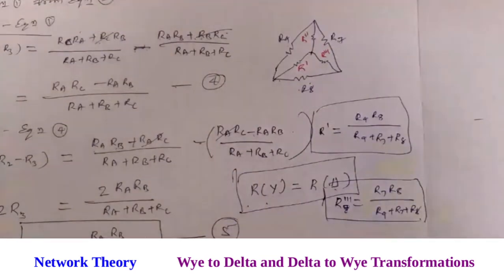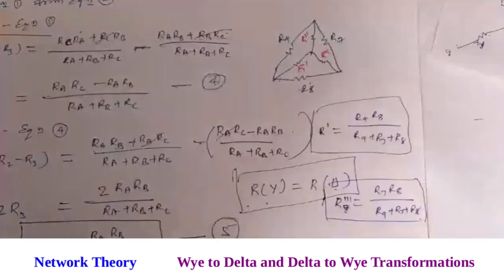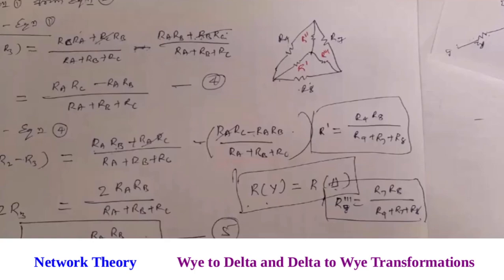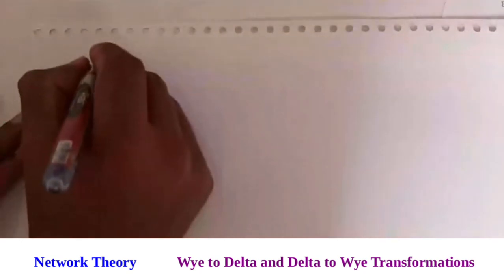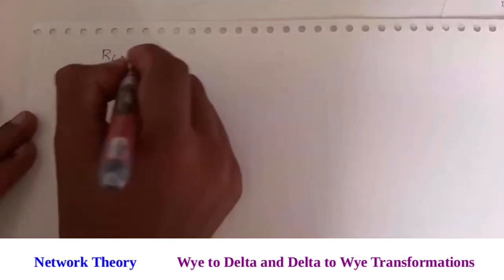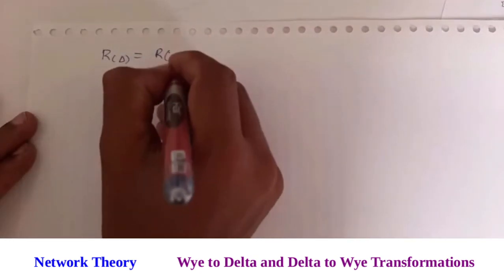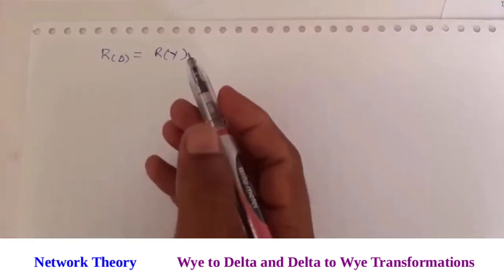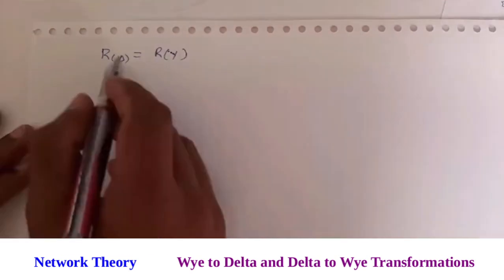Now one more thing: vice versa, we are supposed to do as well. For that purpose, let me obtain a relationship to convert between the Y network and the delta network. What I want now is R of delta in terms of R of Y, something like RA in terms of R1, R2, R3. That is what I want to find.